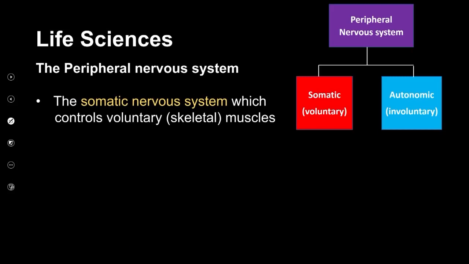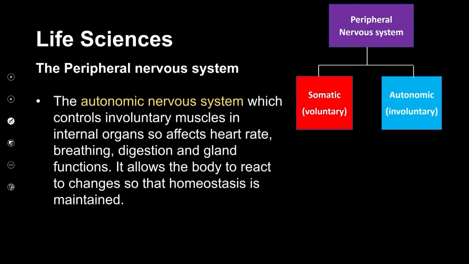Like I said, the somatic nervous system controls your skeletal muscles, but it's voluntary. You are part of this decision making. Then the autonomic nervous system controls the involuntary muscles. You have muscles in your internal organs like your kidneys, your liver, and your stomach. That is being controlled by the peripheral nervous system. It also affects your heart rate, your breathing. Imagine you had to control this. You would be dead within a minute.